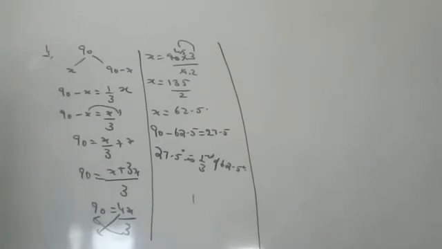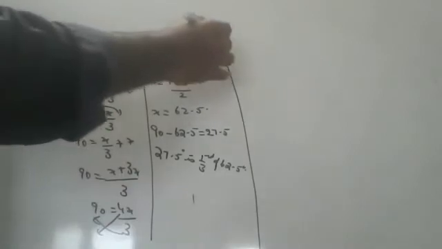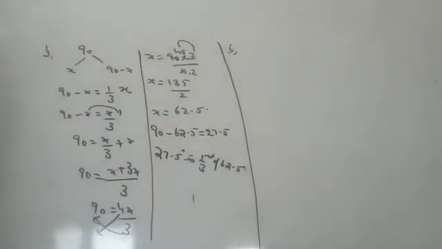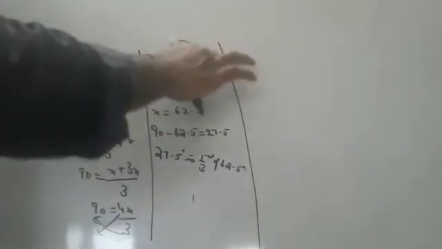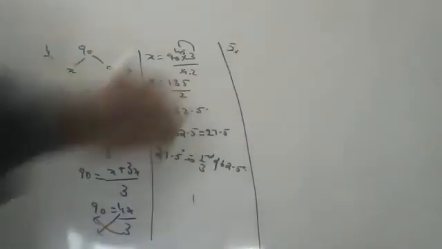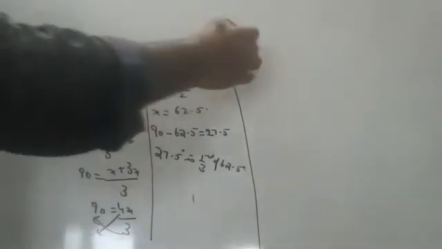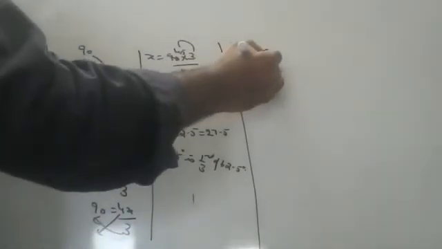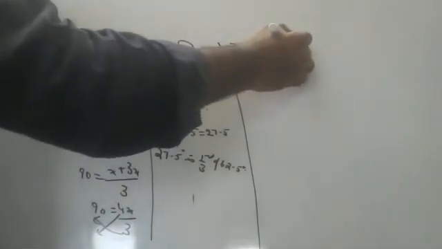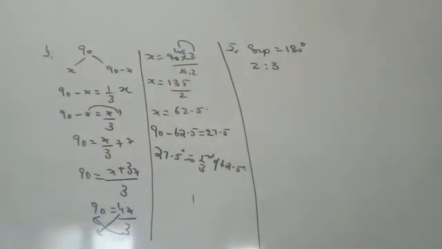Two supplementary angles are in the ratio of 2:3. Very easy question, children. Next question, fifth question. Two supplementary angles are in the ratio of 2:3. Supplementary means 180 degrees.